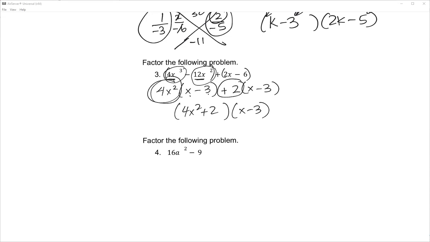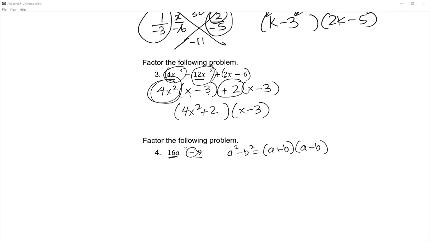Number 4, notice that they're both squares, and you're subtracting the square. So you're going to use the difference of squares formula. A squared minus b squared is equal to a plus b times a minus b.